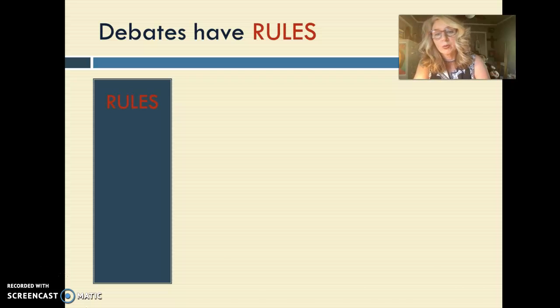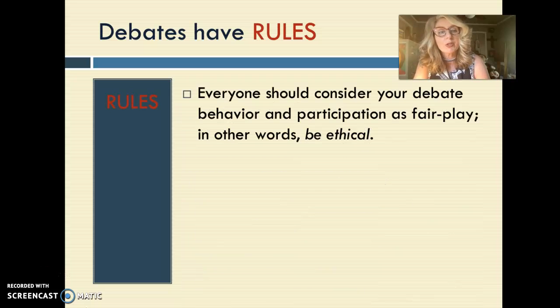All right, debates have rules. Everyone should consider your debate behavior and participation as fair play. Depending on what kind of person you are, how aggressive you are, how big of an arguer you are, you need to be ethical. No ad hominem. You can't attack people. You need to respond to what's being said, not to the person. Beware of using fallacies, overgeneralizing, hasty generalizations, things like that. And if you hear your opponent using that, it's your job to point that out.